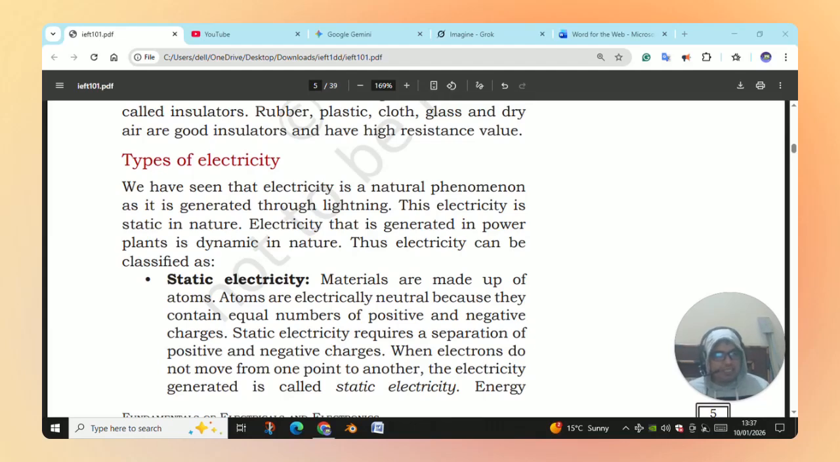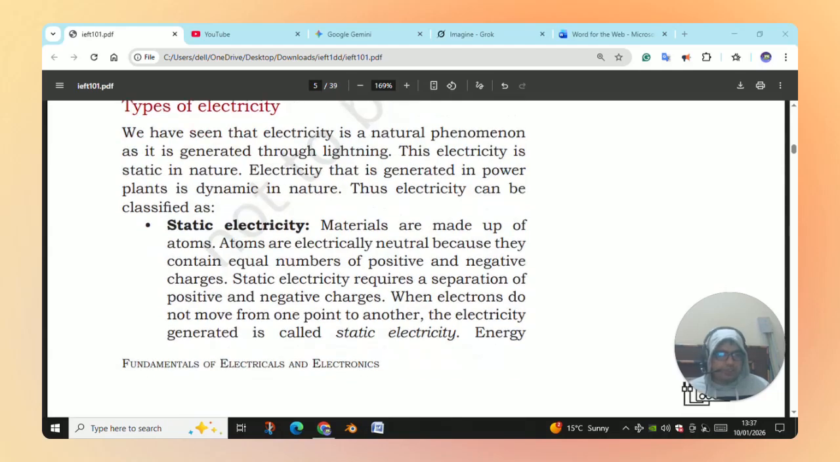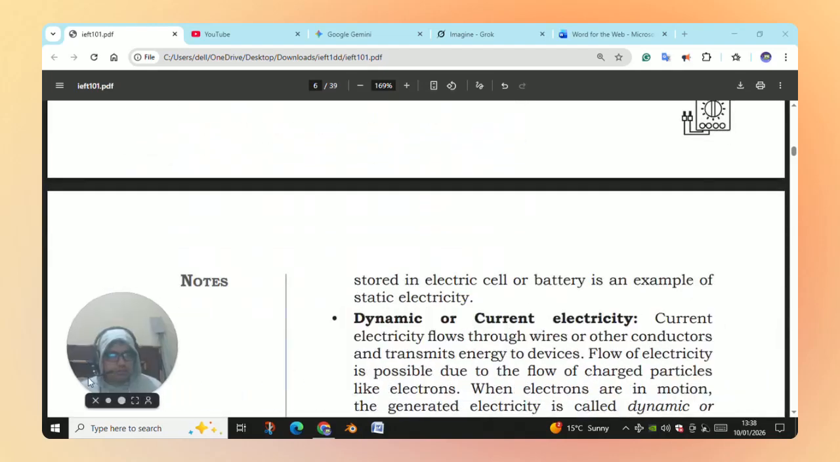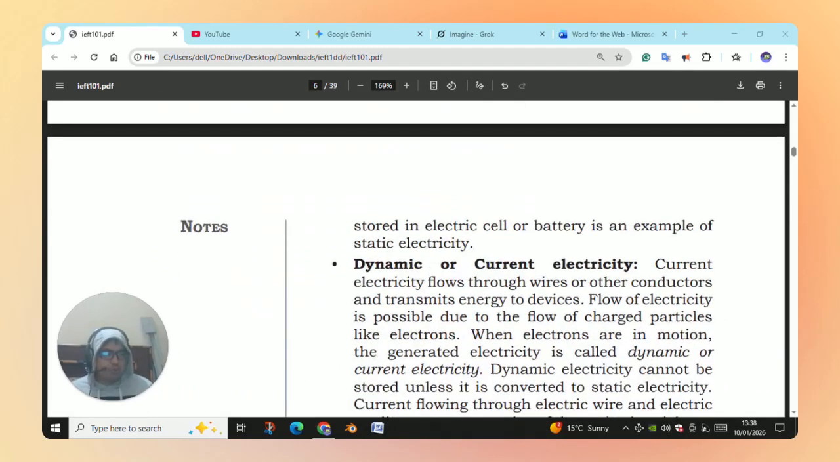Static electricity definition: materials are made up of atoms. Atoms are electrically neutral because they contain equal numbers of positive and negative charge. Static electricity requires a separation of positive and negative charges. When electrons do not move from one point to another, the electricity generated is called static electricity. Energy stored in an electric cell or battery is an example of static electricity.